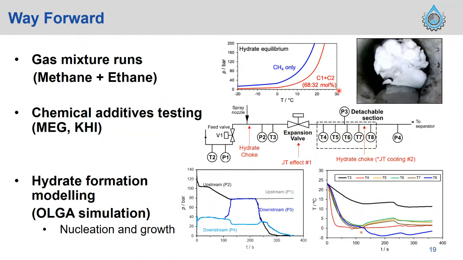As a way forward, I showed that different gases feature different JT cooling behavior. So we can try a gas mixture such as a methane and ethane mixture. Potentially we can also try MEG and KHI in the system for additive testing. At the same time, I'm working on hydrate formation modeling with Olga. This could help to understand the physics behind the JT cooling in this JT expansion loop system, because we found an interesting secondary choke in the temperature profile here.